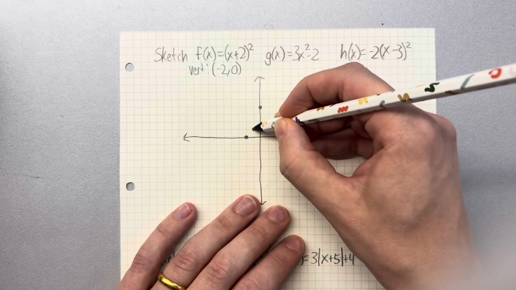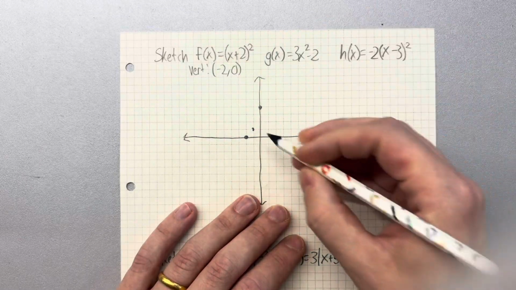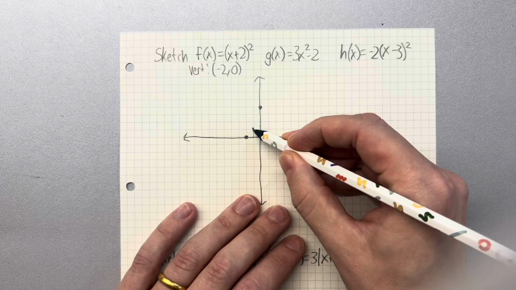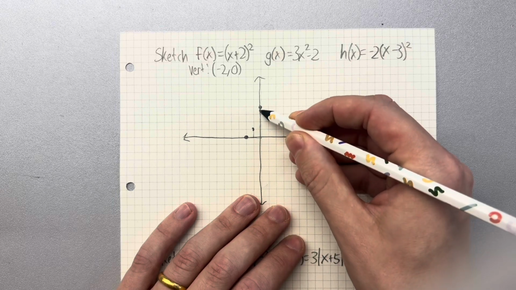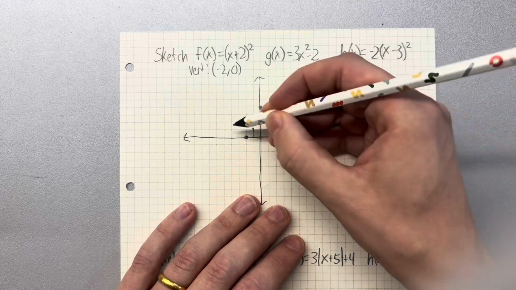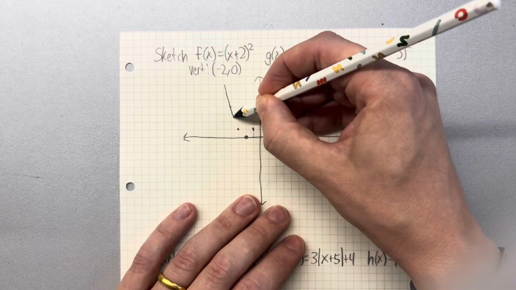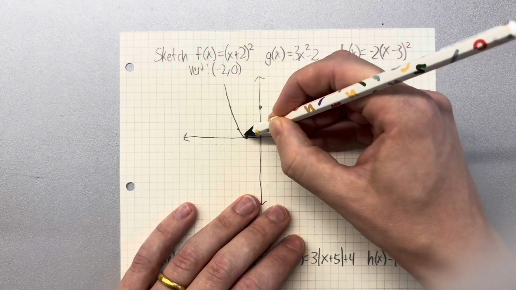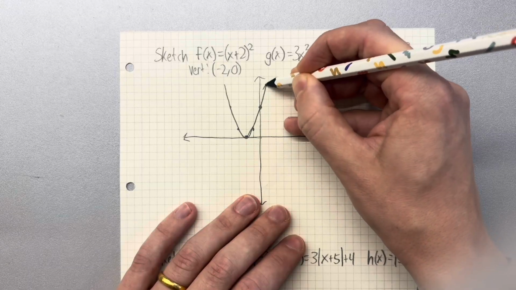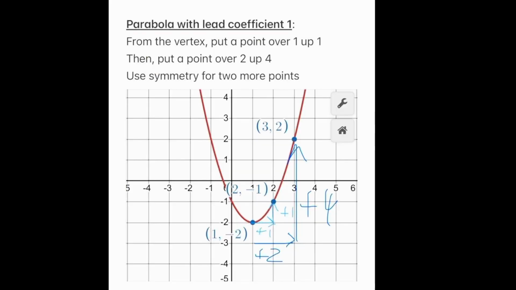So when you're drawing a parabola, the lead coefficient is 1. You go over 1, up 1 for one point, over 2, up 4 for the other. It's like squaring it. And then keep symmetry. Okay, that's more than enough for our first guy.